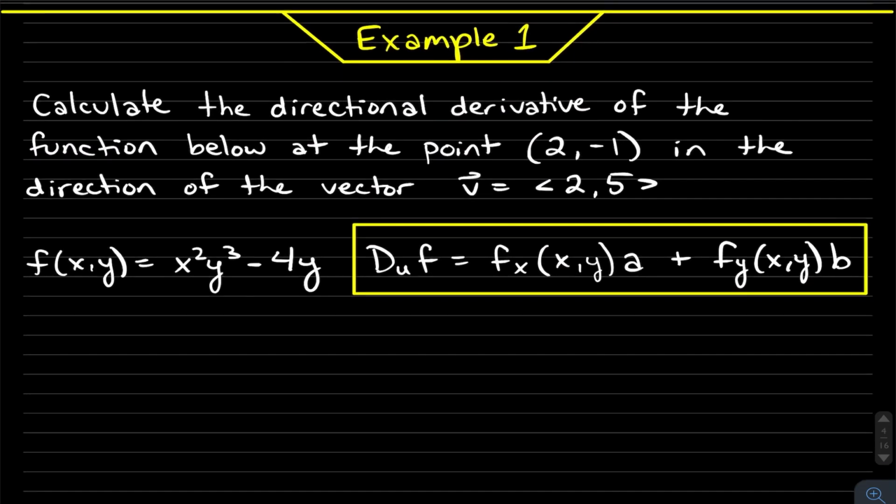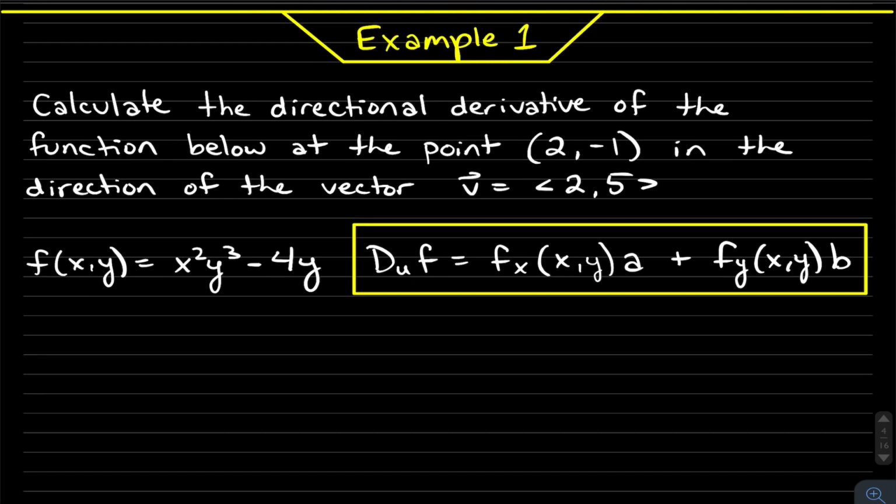So in our first example here, we want to calculate the directional derivative of the function below at the point (2, -1) in the direction of the vector v = <2, 5>. Okay, now keep in mind that the vector that we have here is not necessarily a unit vector. It could be, but it doesn't have to be. The goal is going to be to find that unit vector, to find your x component and y component of your unit vector, because that's what we need for the formula.